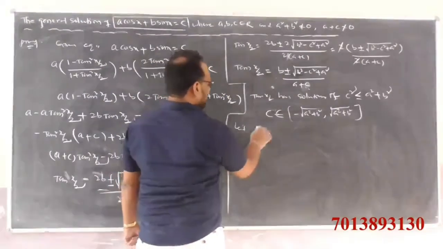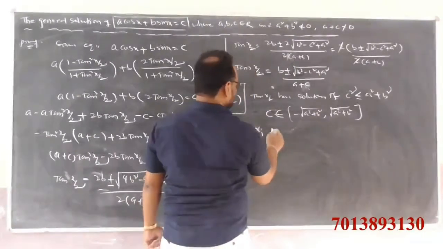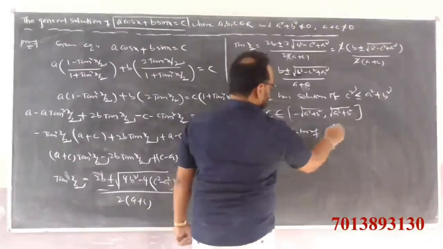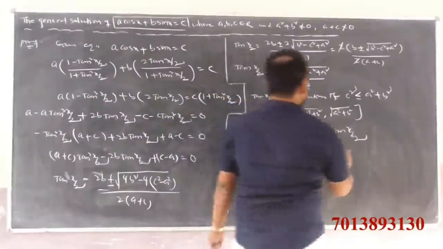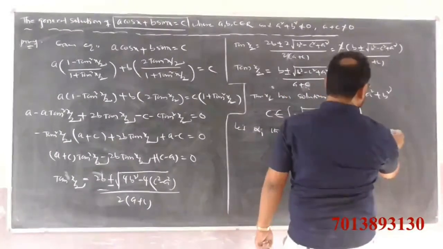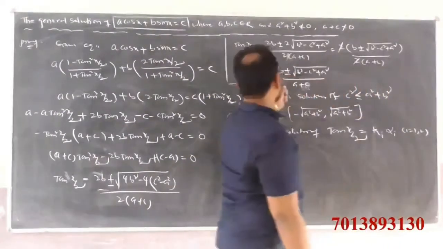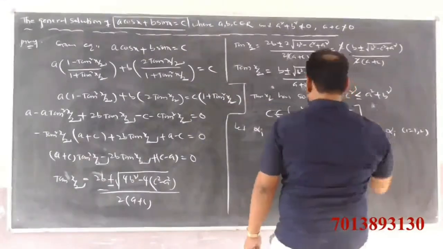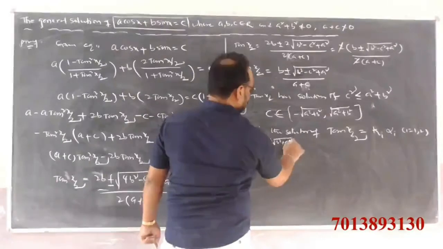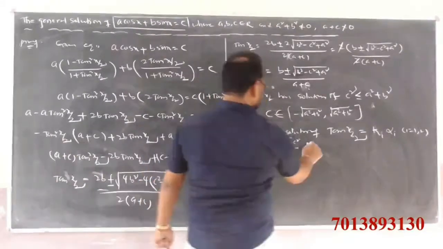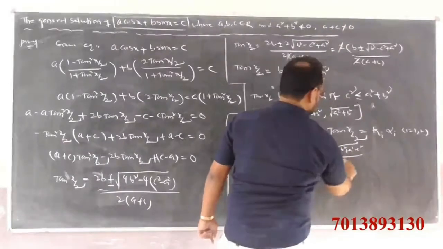So let alpha i be the solution of tan x by 2. There are two solutions, that is k1 and k2. Clearly, tan x by 2 is equal to ki times of alpha i, where i is equal to 1, 2. That means k1 is equal to b plus square root of b square plus a square minus c square by a plus c, and k2 is equal to b minus square root of b square plus a square minus c square by a plus c.